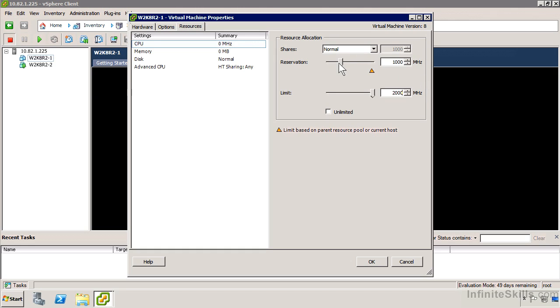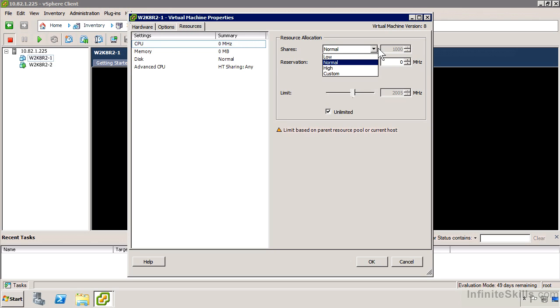What we could do here is, instead of using reservations and limits, you may find that it's better, and typically is better, to use what are called shares. Instead of specifying an exact hard floor or hard ceiling for CPU resources, in this case we can say that this virtual machine has a high share. Well, what does that really mean?